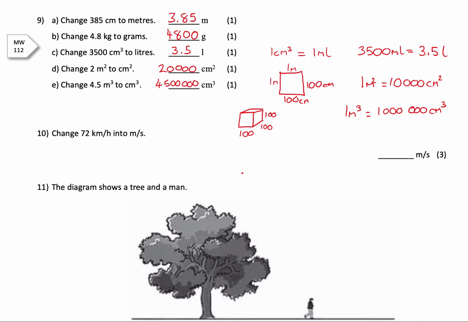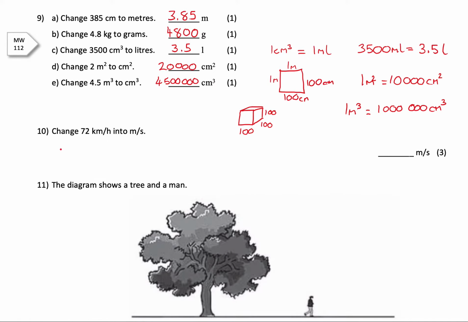Okay, change 72 kilometres per hour into metres per second. So 72,000 metres, that's what kilometres is. So this is 72,000 metres per hour. So we've already changed into metres. Just need to convert the hours into seconds. For this, we need to first turn into minutes, perhaps. So if I want to convert hours into minutes, it is divide by 60.